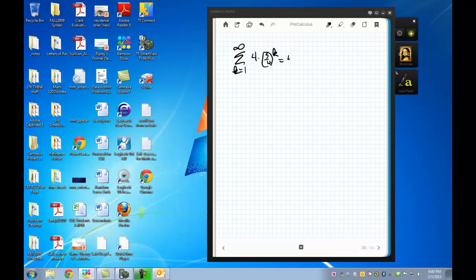First thing you're going to do is factor out the 4. Let's get the 4 out of the sum, get it out of our way. We'll play with it at the end, right? So really all I've got is 3/4 to the k, okay? So if I think about this, this can be written as 4 times.